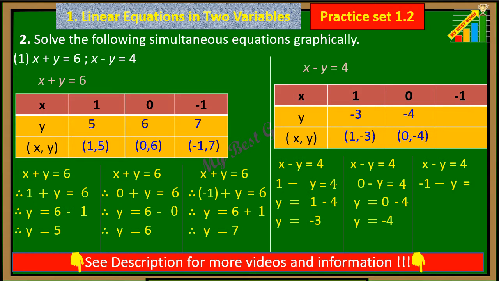And at last, x minus y is equal to 4. So -1 minus y is equal to 4. So the value of y is equal to -1 minus 4. So you get the value of y is equal to -5. So -1, -5 is the answer for this.